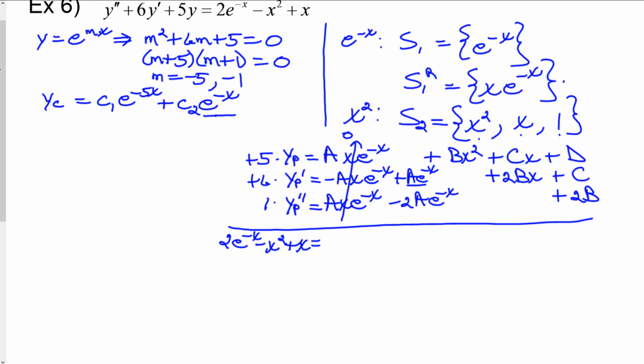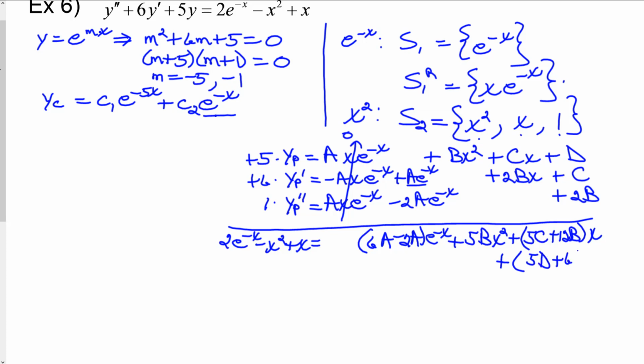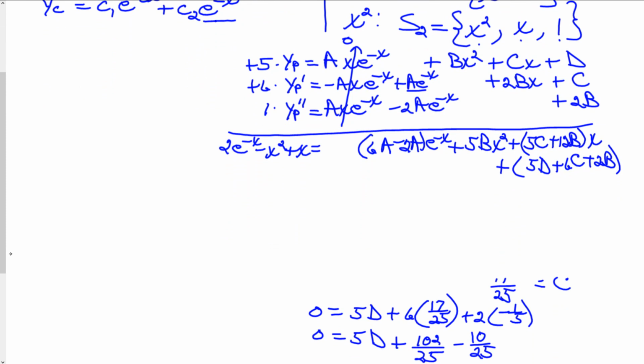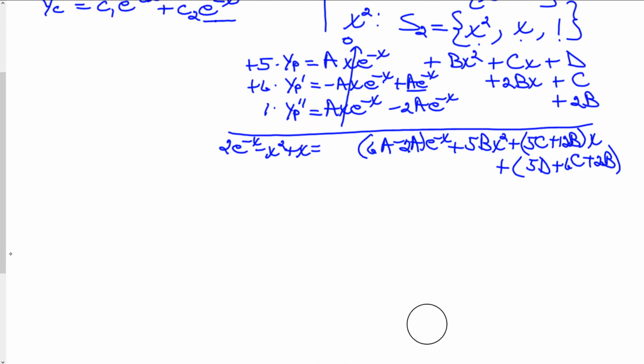But we will have some e to the negative x terms. So the coefficient of e to the negative x is going to be 6a minus 2a. And then we have 5 times b times x squared. Don't want to forget that term. And then the coefficients of x are 5c plus 12b. And then we have the constants, 5d plus 6c plus 2b. So now all you're going to do is match coefficients to try to find the specific numbers that solve the differential equation.